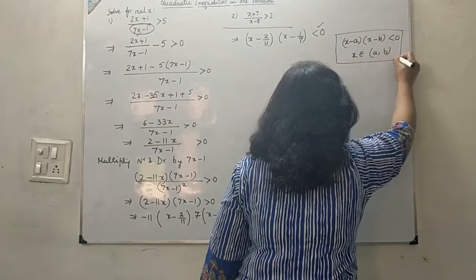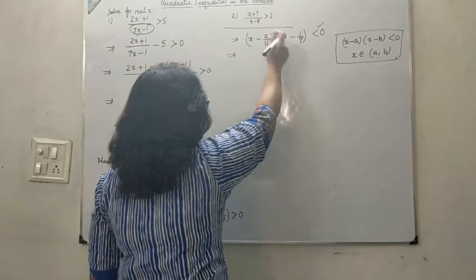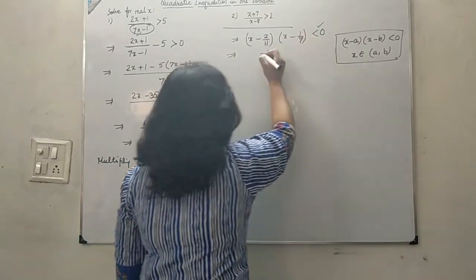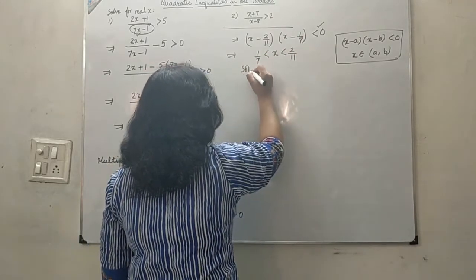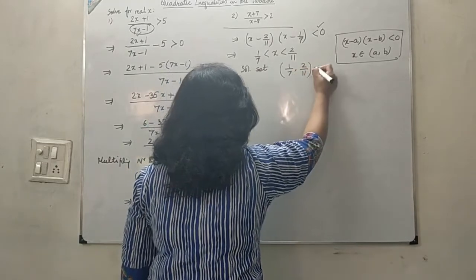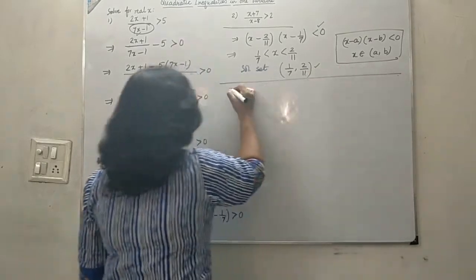We have just discussed the solution. So from here I will be getting x lying between the smaller number and the bigger number. So this is 1/7 to 2/11, and the solution set will become 1/7 to 2/11 for this question. Now let us take another second question.